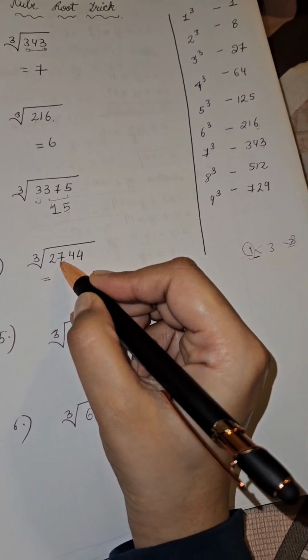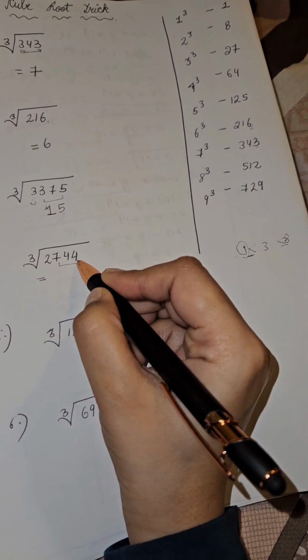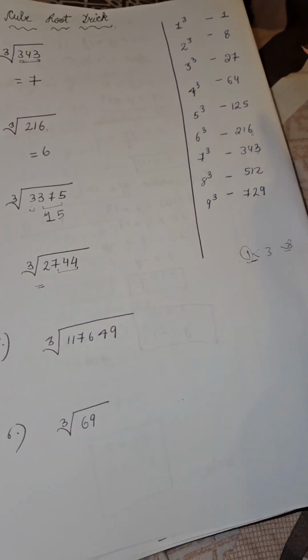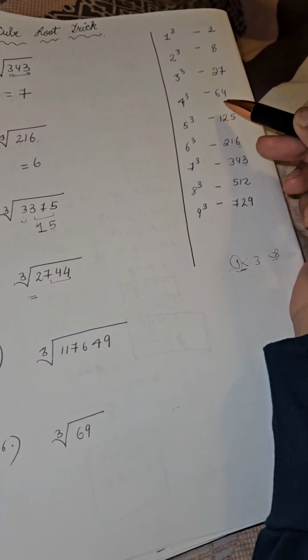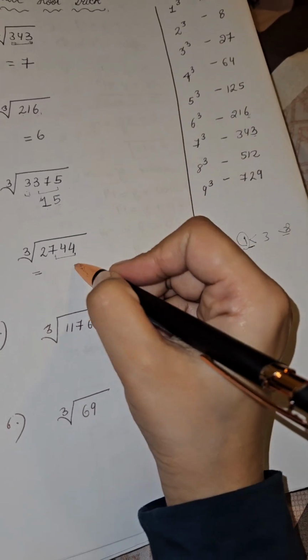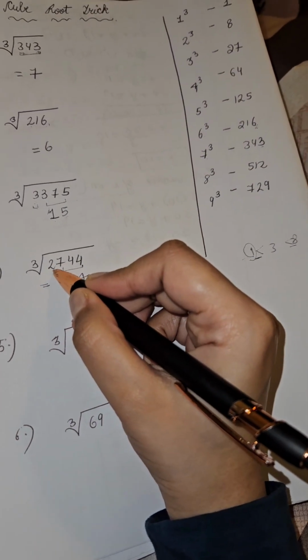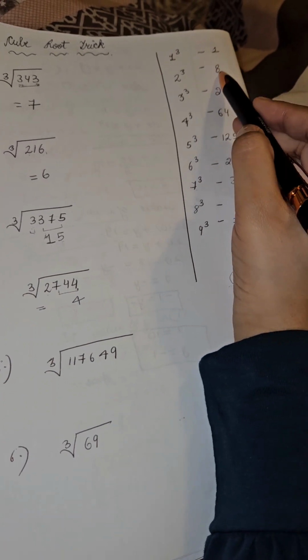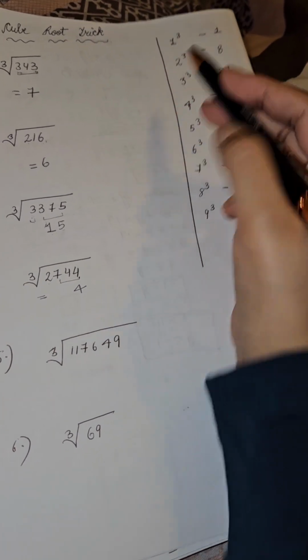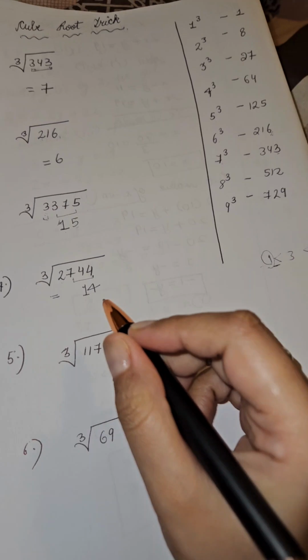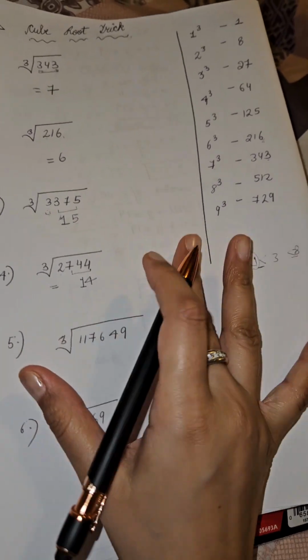Similarly, suppose we have 2744. For 744, the last number is 4, and 64 is the cube of 4, so the units digit is 4. The number left behind is 2. So 2 comes between 1 and 8, the smaller number is 1, and 1 is the cube of 1. So here comes 1. The answer is 14. So far so good. Okay.